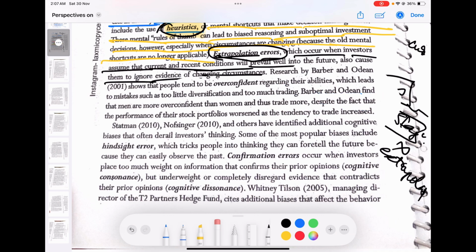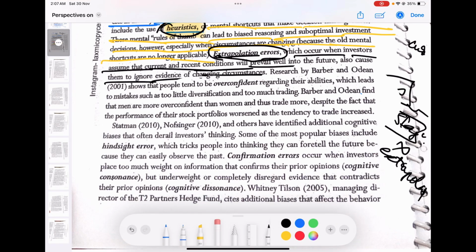Let me also take a picture of this. Give me a second. Okay.